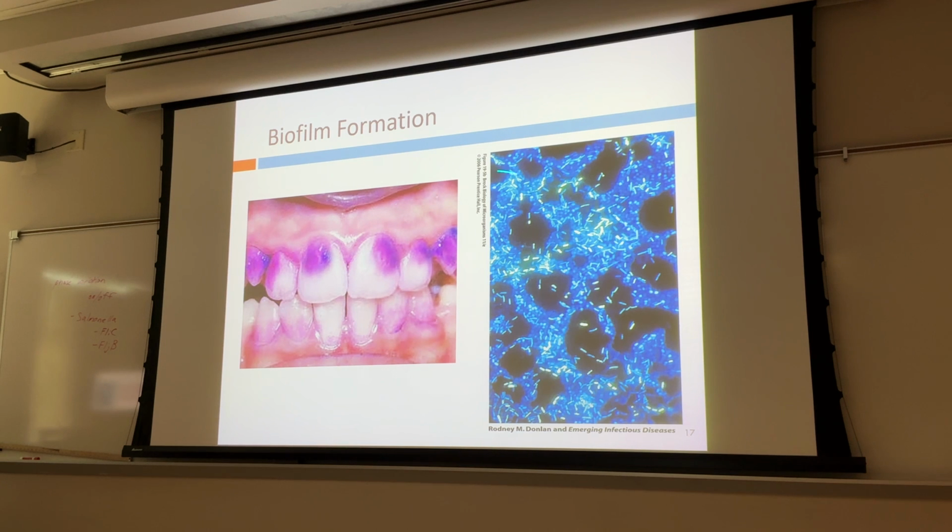This is what biofilm looks like on your teeth. You can see it with your eyes and stain or with a microscope. This is why you go to get your teeth cleaned about every 6 months to get off the plaque. Plaque is the formation of biofilms from those microorganisms in your oral cavity, specifically on your teeth. If you don't do that, you can get periodontal disease where it gets deeper into the gums and into the underlying bone as well.